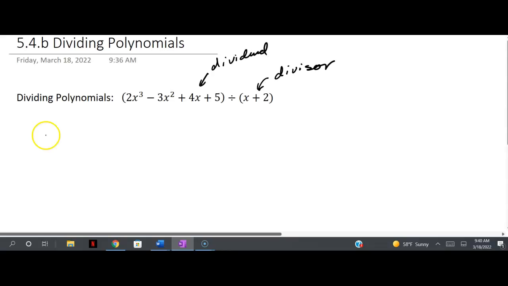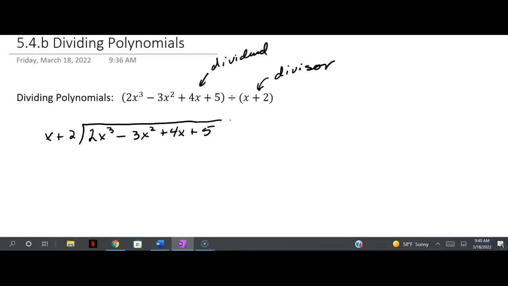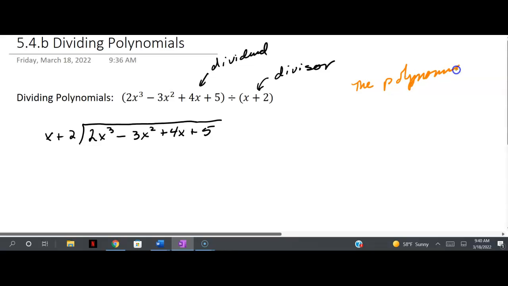And so I'm going to put x plus 2 into 2x cubed minus 3x squared plus 4x plus 5. And I'm just going to put a note in here. The polynomials have to be in standard form. That's a big deal. So if they're not in standard form, you need to put them in standard form.